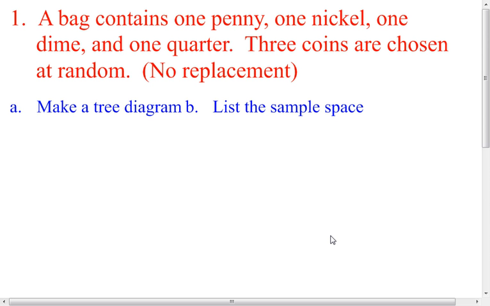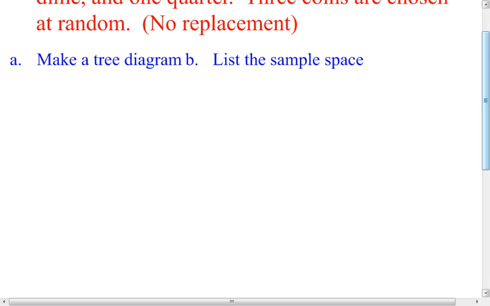Typically, things are done without replacement, and you should always assume that things are done without replacement unless I tell you otherwise. So if it doesn't say anything, it's not natural to pick it up, put it back in, mix it up, and grab it again. That's not the natural thing to do. The natural thing to do would be to keep it. So unless I tell you otherwise, you're going to assume without replacement, okay?